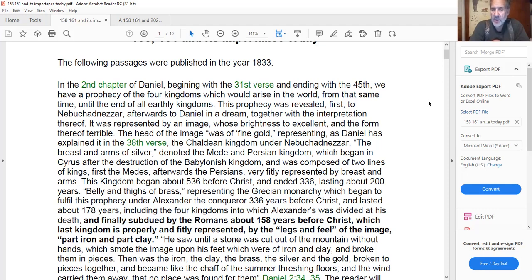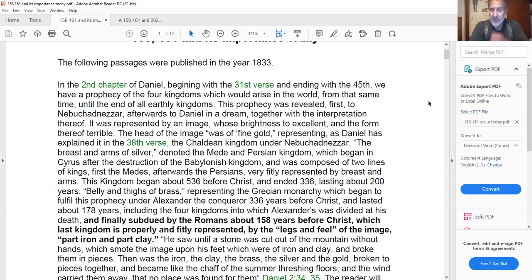two lines of kings, first the Medes, afterwards the Persians, very fitly represented by the breast and the arms. This kingdom began about 536 years before Christ and ended in 336, lasting about 200 years.